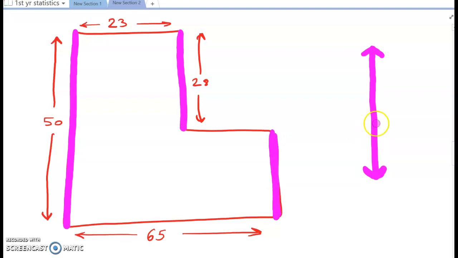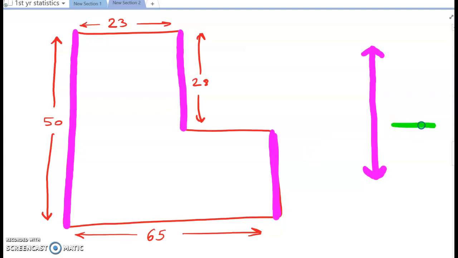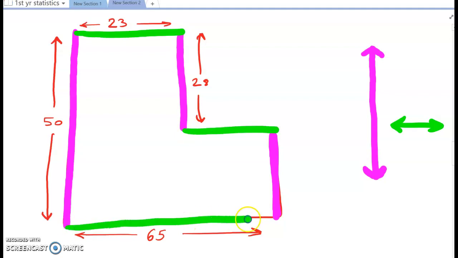Now, using a different color, why not green, I'm going to do all the sides that go side to side. So, here's one. It's highlighted in green. Where else? Here, highlighted in green. And then down here, highlight that in green. Now, it's really important that we do that because it makes answering these questions a lot easier.